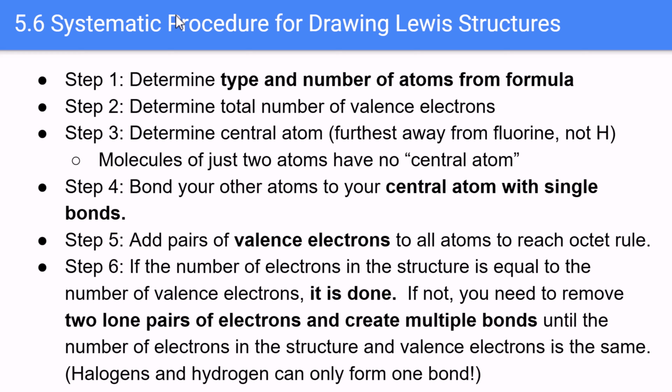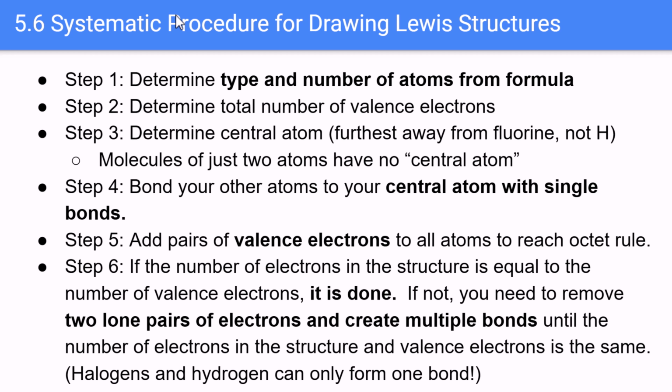Step 3 is determine the central atom. This is the atom that is furthest away from fluorine but not hydrogen. I'll repeat that: determine the central atom. It is the furthest away from fluorine, but not hydrogen. Or if you're familiar with the concept of electronegativity, it is the least electronegative atom present in the compound that is not hydrogen.